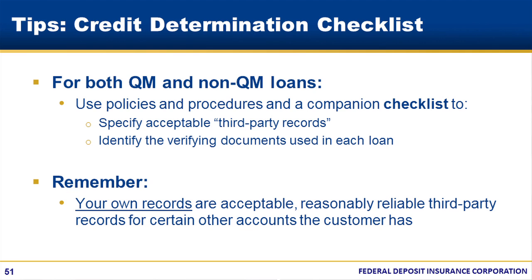Remember that some of your own records for other accounts the customer has are considered acceptable, reasonably reliable third-party records. For example, if you are underwriting a loan for a self-employed customer with business checking accounts, savings, or retirement accounts with you, you may use those records as verification.